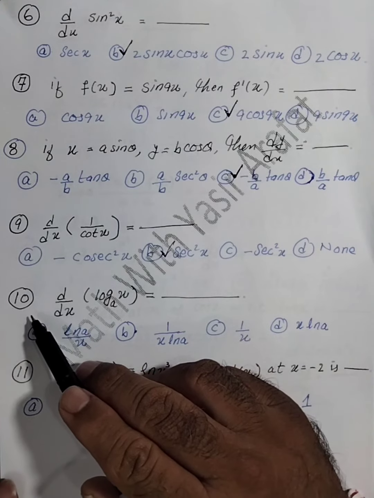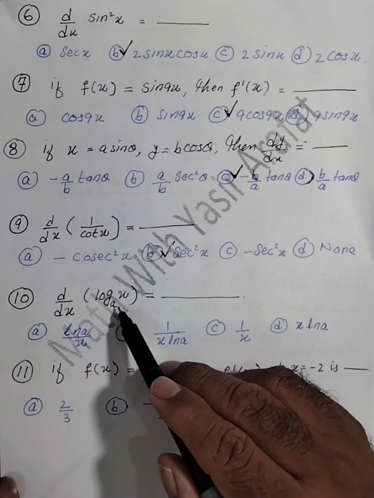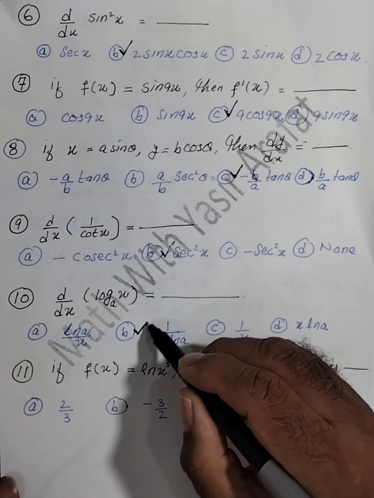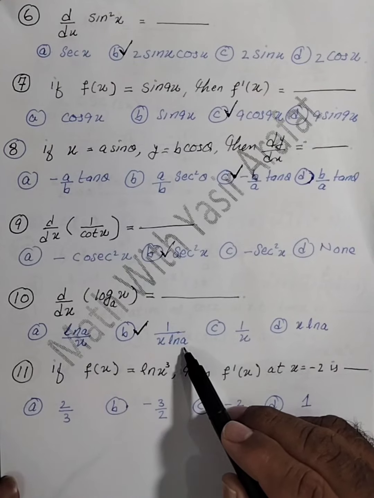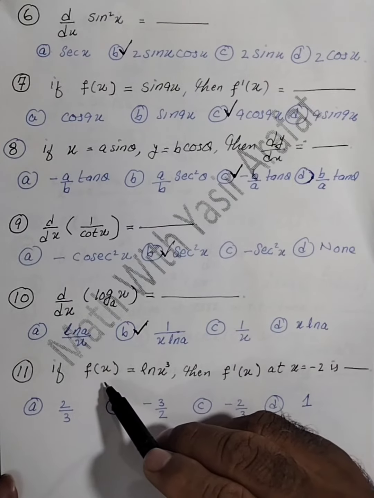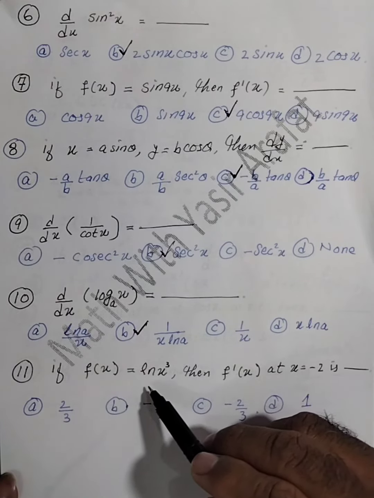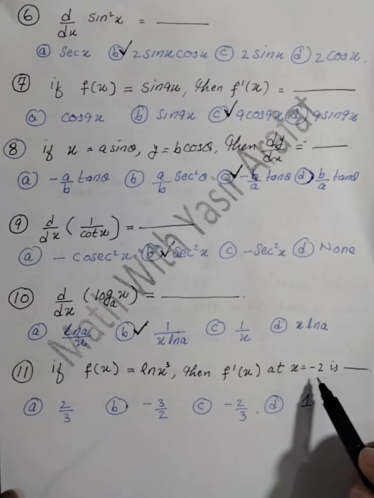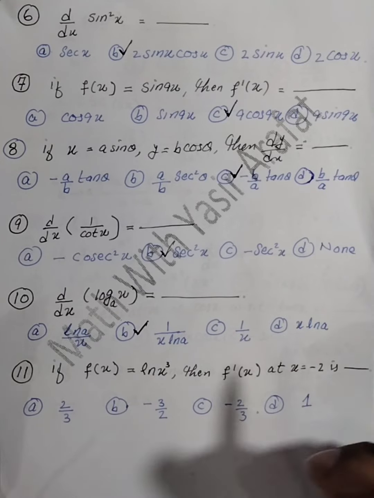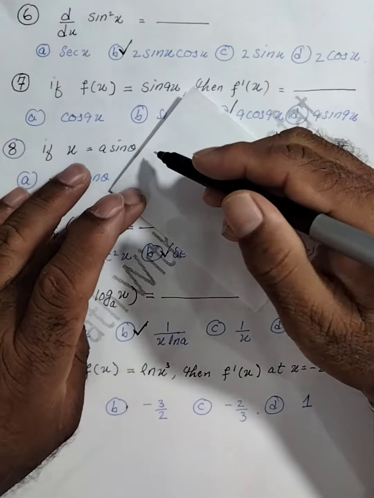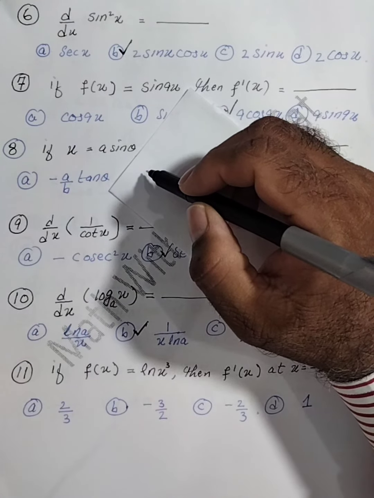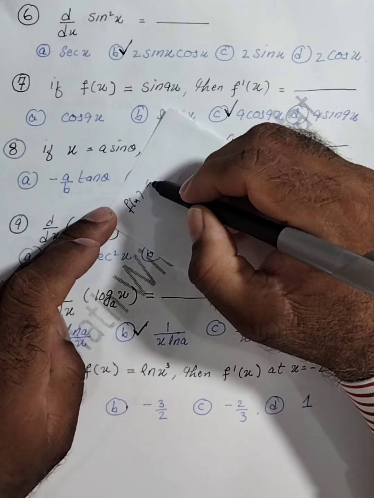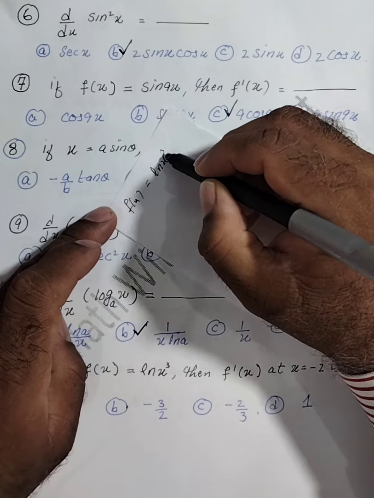So this is the 10th part, log at the base a of x. We have the formula for the derivative here, that is 1 over x ln a. So here f of x is equal to ln x cube. We have to find the derivative at x equals minus 2 here. So this is f of x equals ln x cube.